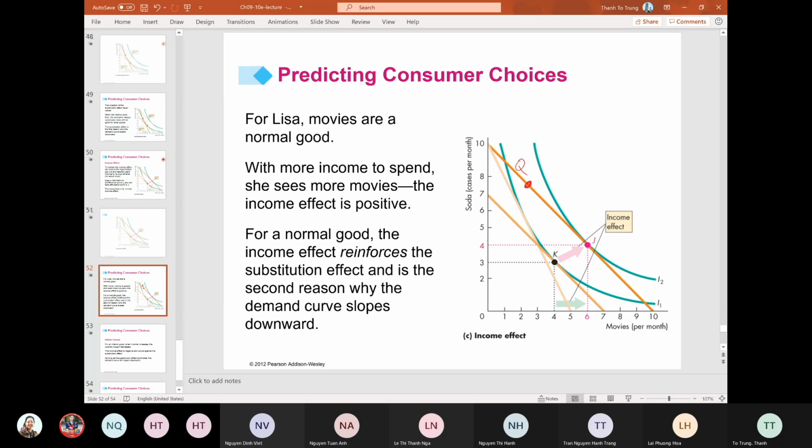Because at point Q, to the left of point K, the number of movies decreases. So the question for you is that you have to draw the figure. Not only these figures, but also the demand for movies when movies are inferior, not normal, all right?